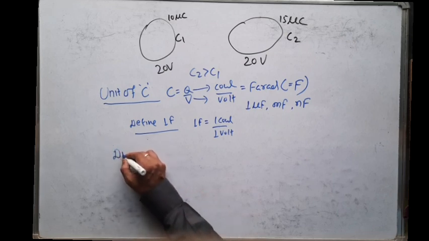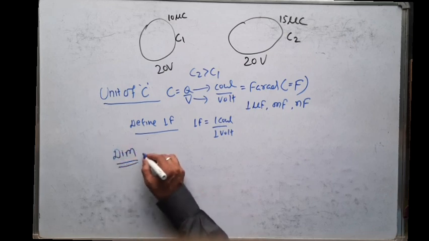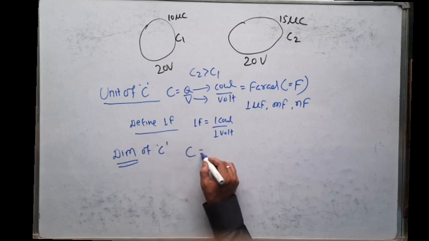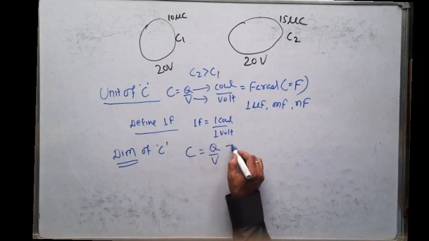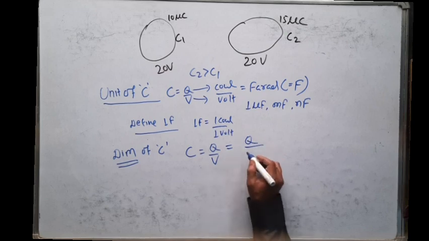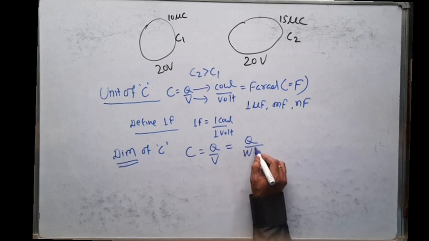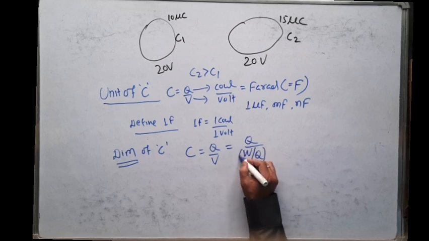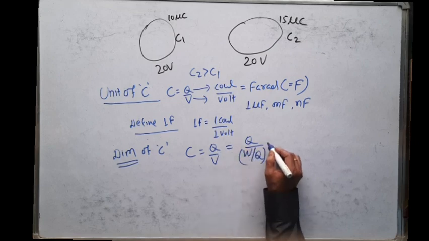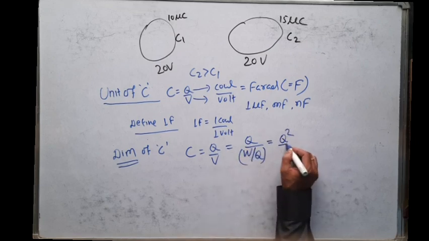Then what is the dimensional formula of capacitance? Now C is equal to Q by V. What is V? Potential difference. We have already discussed in the potential chapter that it is the amount of work done in bringing a unit charge from infinity to that point. So Q by V is Q by W by Q, that is equal to Q square by W.